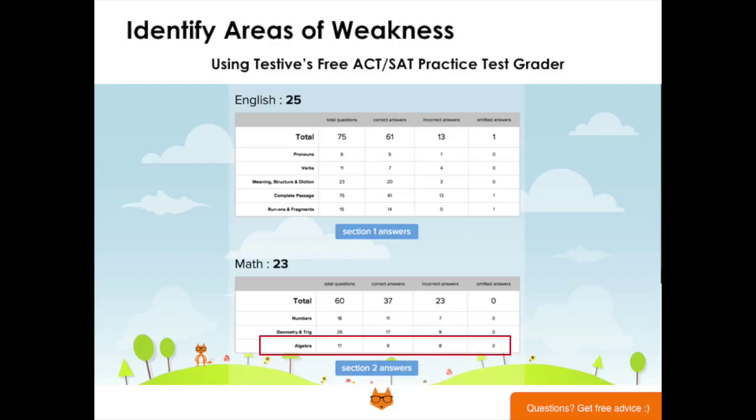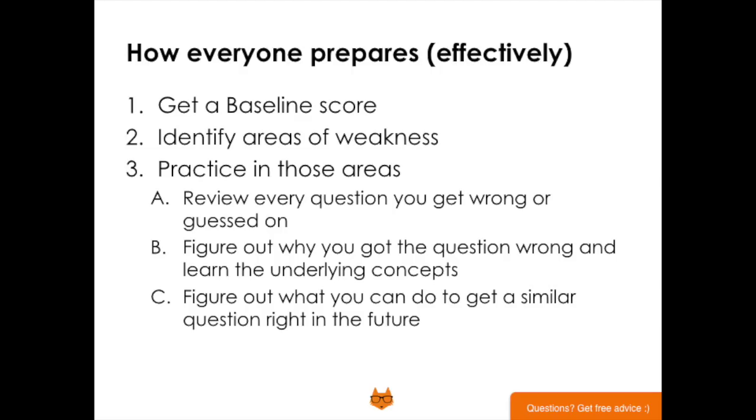It's saying here that this student should really work on algebra because, of the 17 algebra questions, the student only got about half right. So it's definitely much more of a struggle area than geometry, which the student got a majority, not every question right, but still a majority of questions right. So you want to do this to break down your weaknesses as specifically as you can. From there, you want to practice in those areas. Review every question you got wrong or guessed on.